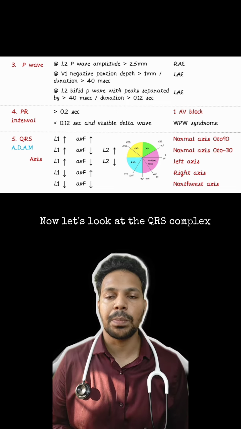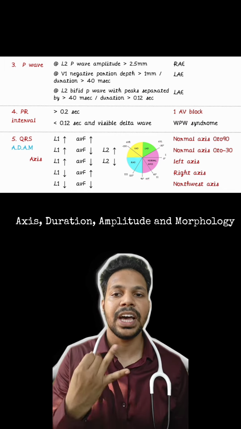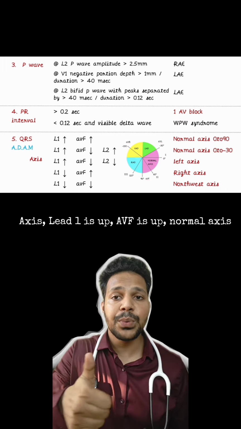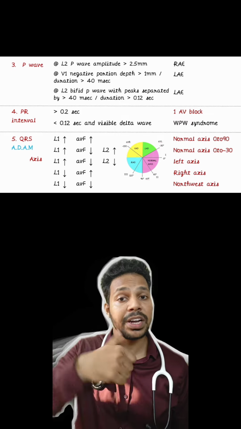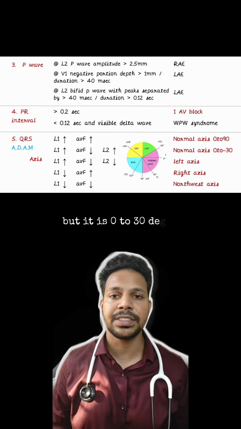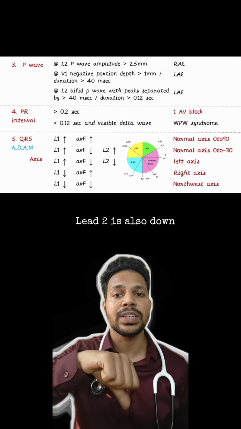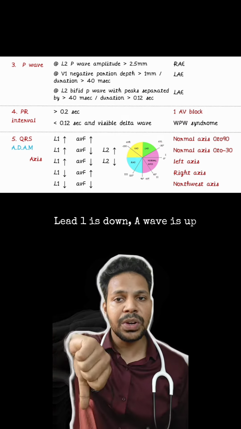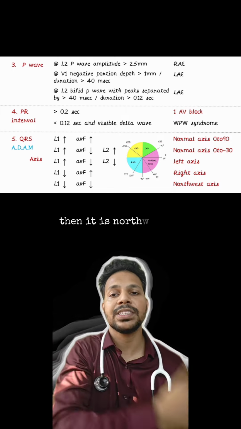Now let's look at the QRS complex. QRS complex can be remembered by using this mnemonic ADAM: axis, duration, amplitude, and morphology. Axis: lead 1 is up, aVF is up, normal axis. Lead 1 is up, aVF is down, lead 2 is up, still normal axis, but it is 0 to 30 degrees. Lead 1 is up, aVF is down, lead 2 is also down, then it is left axis. Lead 1 is down, aVF is up, then it is right axis. Lead 1 is down, aVF is also down, then it is northwest axis.